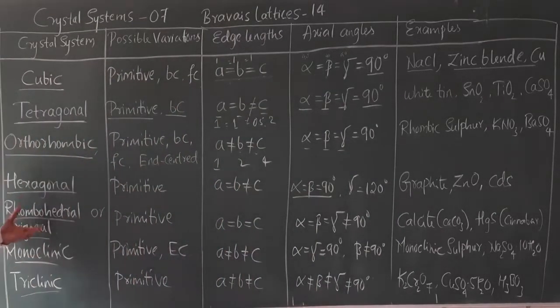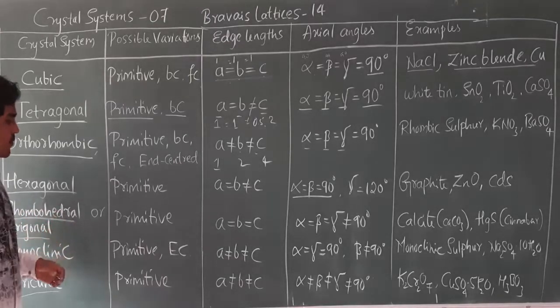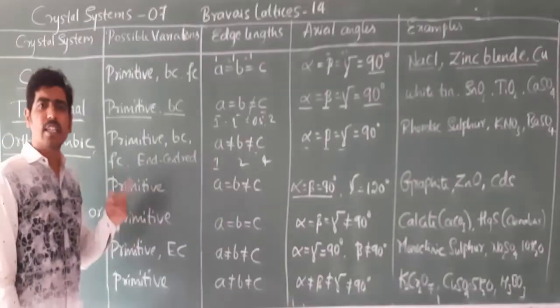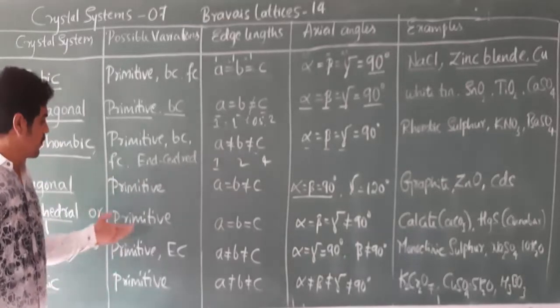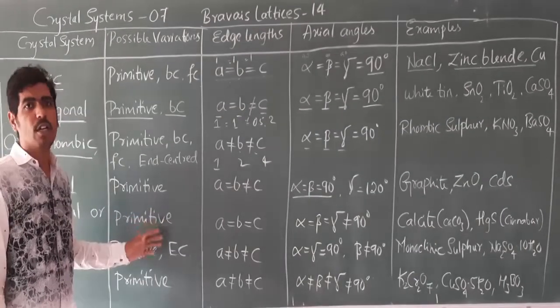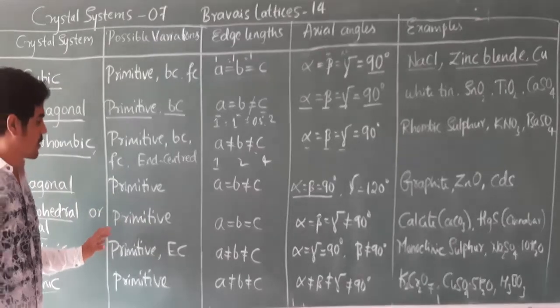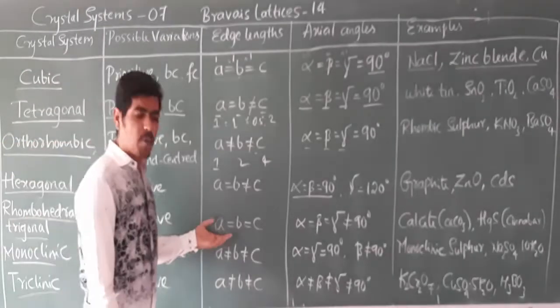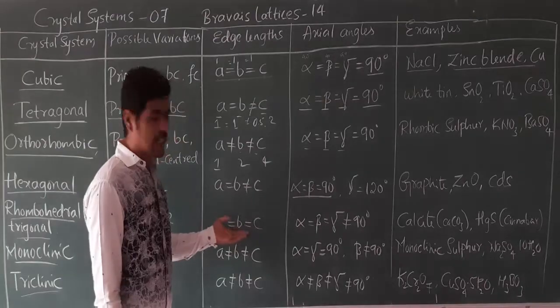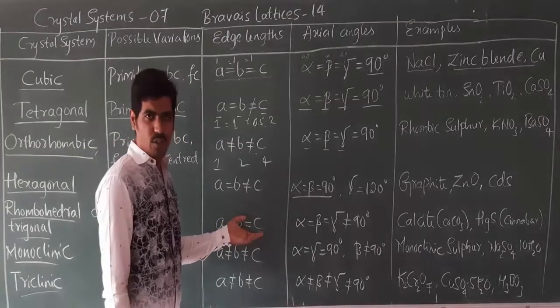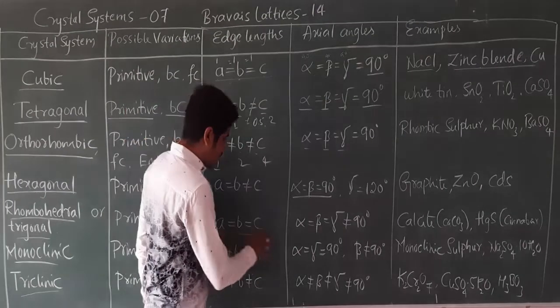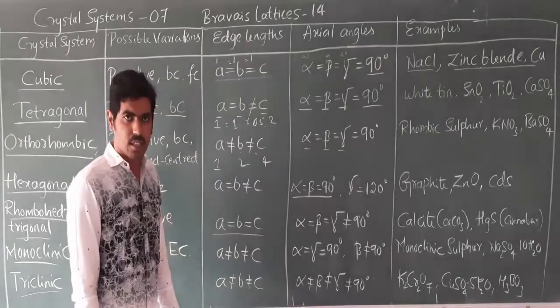Then the fifth one is rhombohedral or trigonal crystal system. So here also there is only one possible variation, that is primitive. Only the particles can be found at the corners. So what about the edge lengths? A is equal to B, B is equal to C. So all the edge lengths are equal to each other.